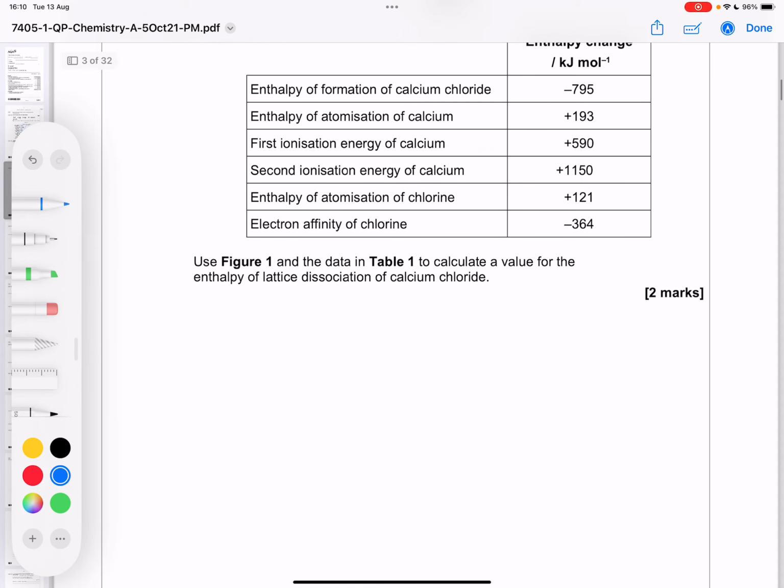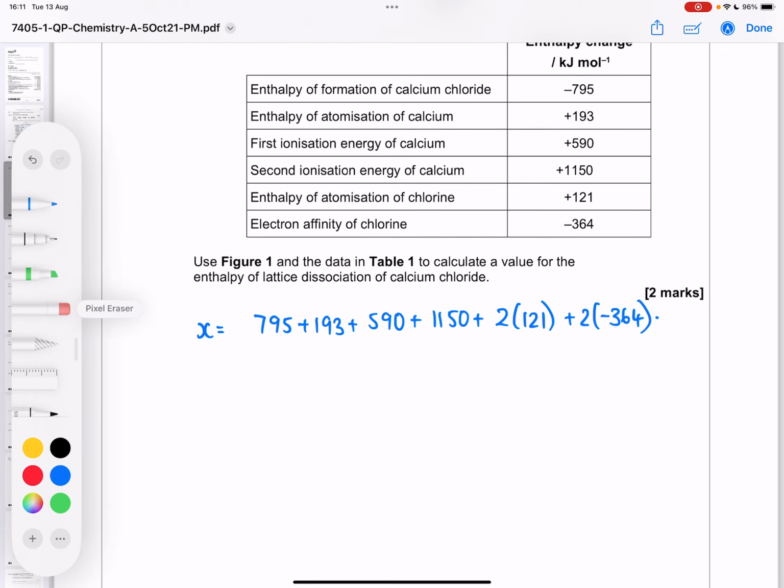So I'm going to say that X equals, so I start at the bottom, 795 becomes positive because I'm going up, and then 193, and then 590, and 1150, and then 2 times 121, and then I'm going to add on the 2 lots of minus 364. So I'm following that arrow, but it's downwards. And then I'm going to be back at the end of my Hess cycle diagram.